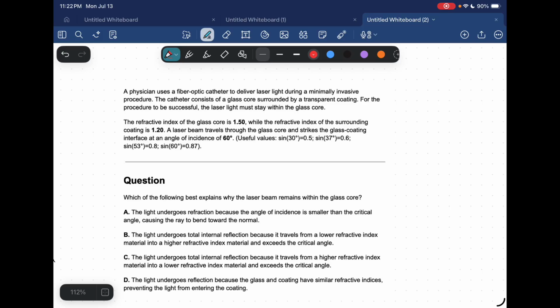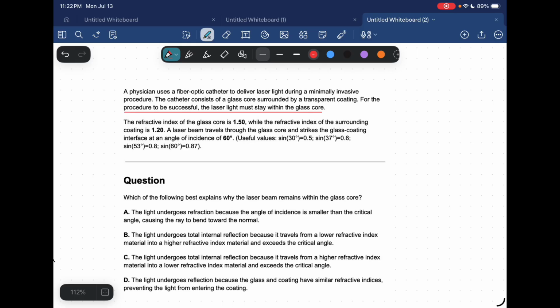Okay, so breaking down and reading through that question, what I got was this sentence. It particularly stood out to me. For the procedure to be successful, the laser light must stay within the glass core.